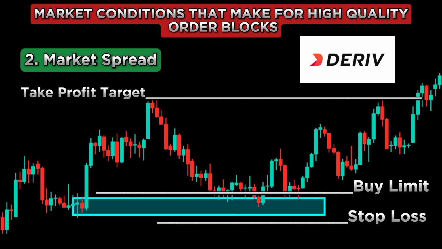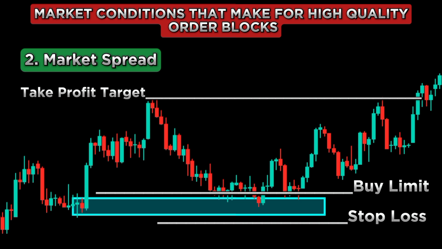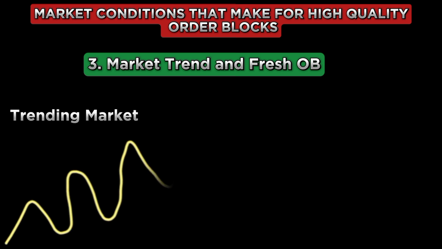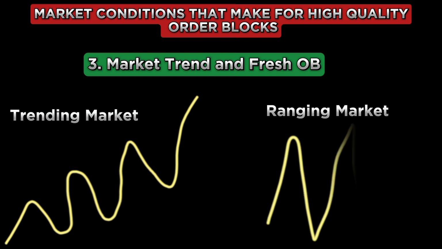Now, the third, final, and also the most important condition that makes for high quality order blocks: the market trend and the freshness of the order block. After different backtesting and trading, I came to understand that order blocks work much better in a trending market than inside a ranging market.